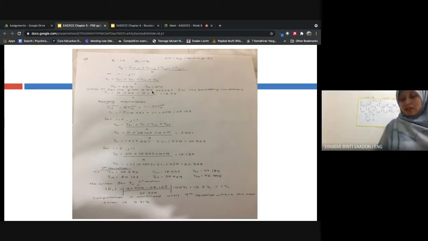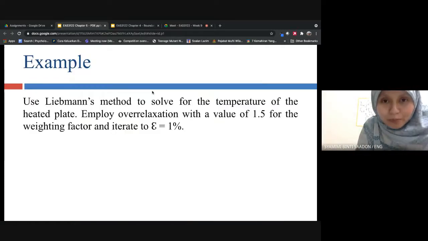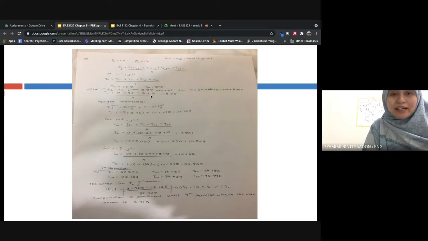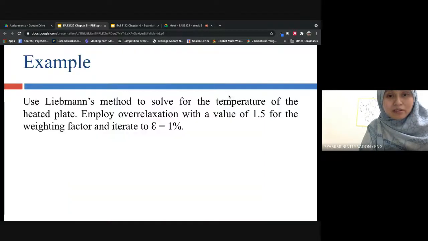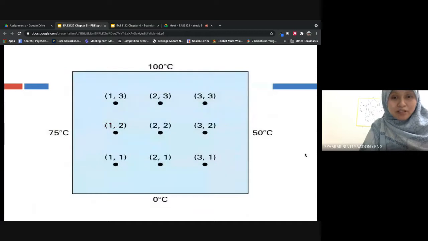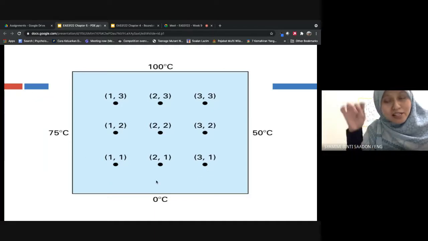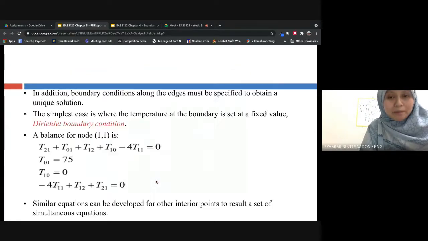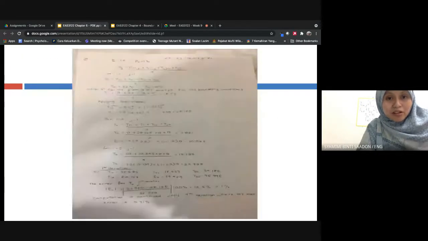So here is an assumption that we made. We assume that the initial values of temperature of the plate is 0 degrees, other than the boundary condition given. So the heated plate just now, other than the boundary condition, the other points, the initial points, we assume it is T0, initial point is 0 degrees. That is an assumption that we made.